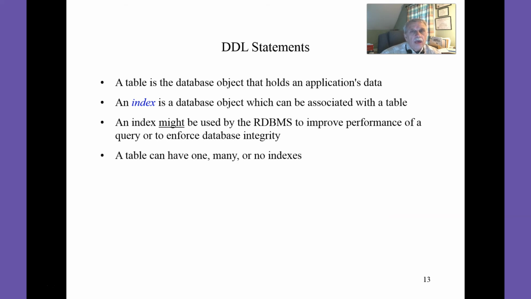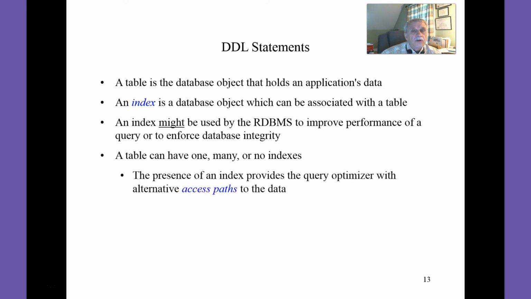A table could have no indexes, could have one, could have many indexes. If the table has a primary key, there will likely be an index. Most systems use an index to guarantee the uniqueness requirement of the primary key.